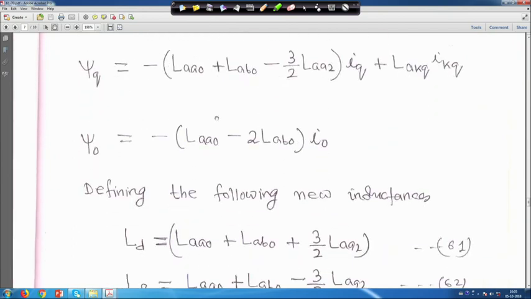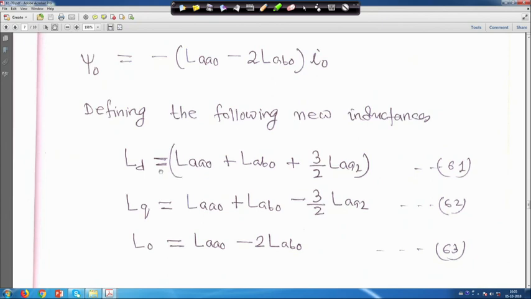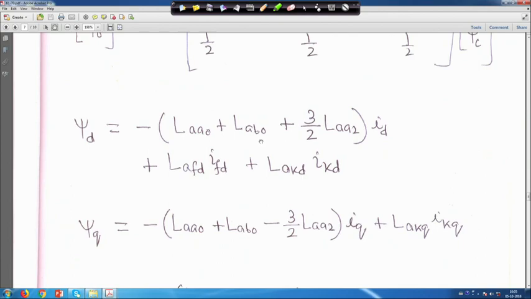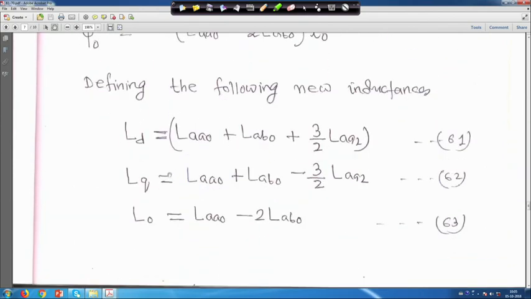So in this case, now defining the following new inductances. Suppose we define L D is equal to L A 0 plus L A B 0 plus 3 by 2 L A 2. This is equation 61. We are defining this as L D because it is related to psi d. Similarly, L Q we define as L A 0 plus L A B 0 minus 3 by 2 L A 2. This is equation 62. And similarly, you define L 0 is equal to L A 0 minus 2 into L A B 0. This is equation 63.